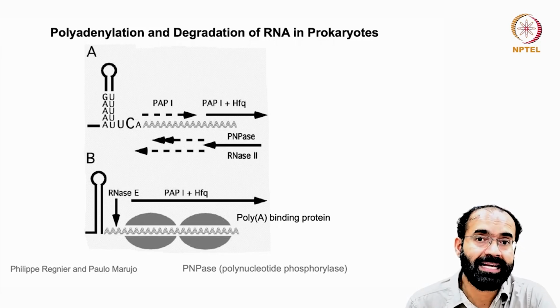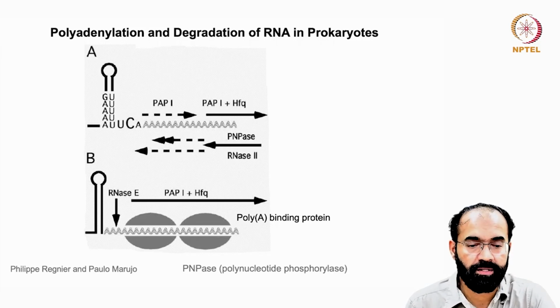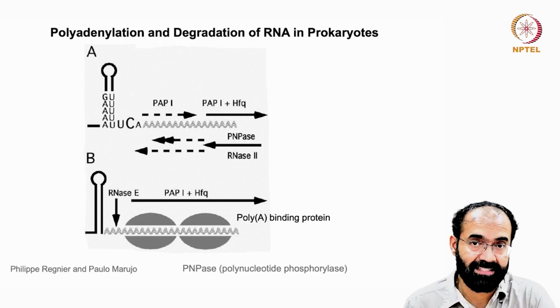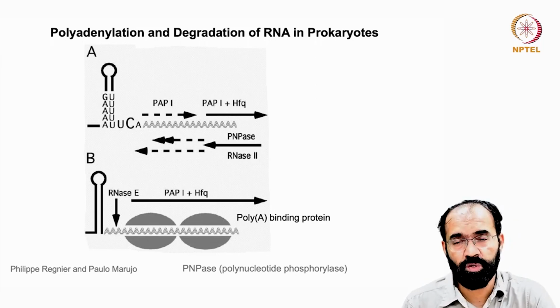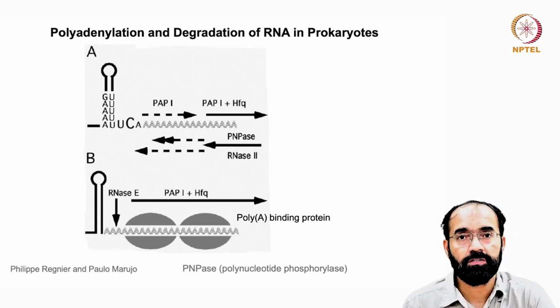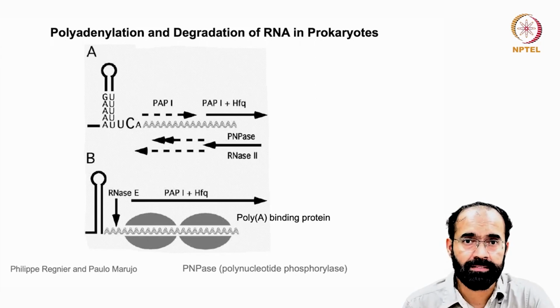They'll keep on decreasing the length. So there is a tug of war between these two enzymes. PAP1 and HFQ together will accelerate. Studies show that when HFQ is mutated, degraded or not available, those bacteria have very short poly A tails. So what it indicates is that although poly A polymerase is the functional enzyme, the presence of HFQ helps.